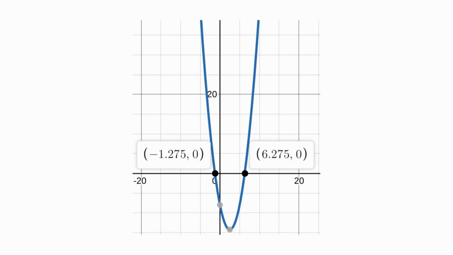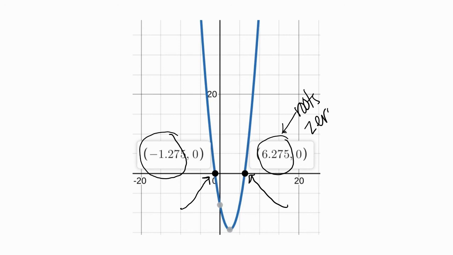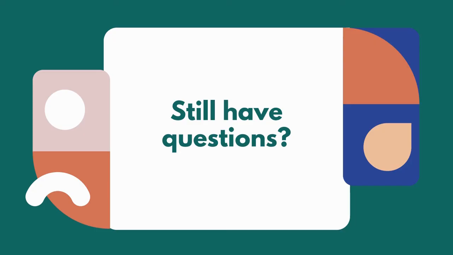And finally, we can confirm the solutions to this function by looking at this graph in Desmos. And we notice that the places where this graph crosses the x-axis are the same values as our solutions. So our intercepts, our roots, we also call these our roots, and our zeros are the same values as the solutions that we found using the quadratic formula.